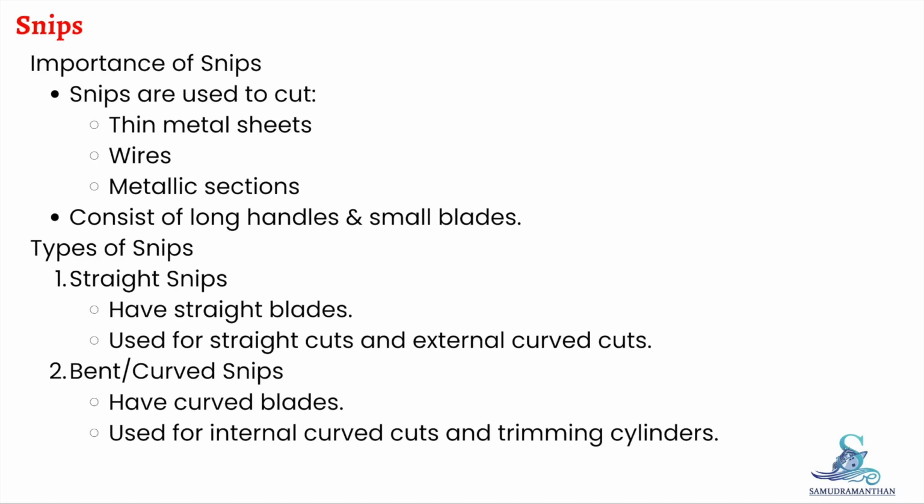Next, let us move to snips, another important cutting tool. A snip is used for cutting thin metal sheets and metallic wires. A snip consists of long handles and small blades designed to cut with high precision. There are two major types of snips, straight snip, and bend or curved snip. Straight snip has straight blades used for straight cuts and for external curved cuts. Bend or curved snip has curved blades used for internal curves and trimming cylinders.